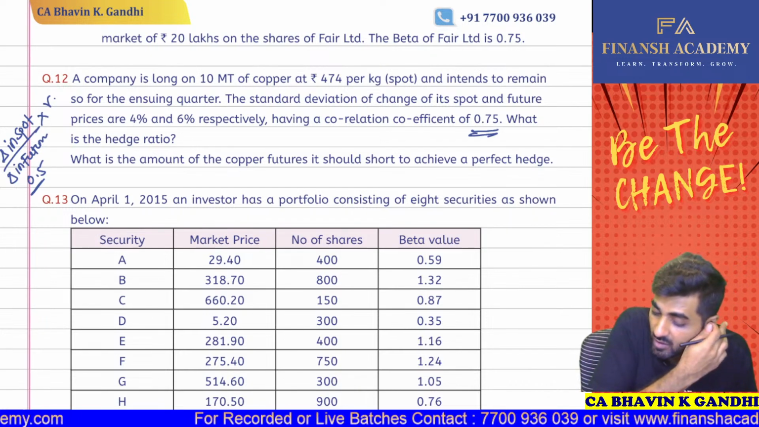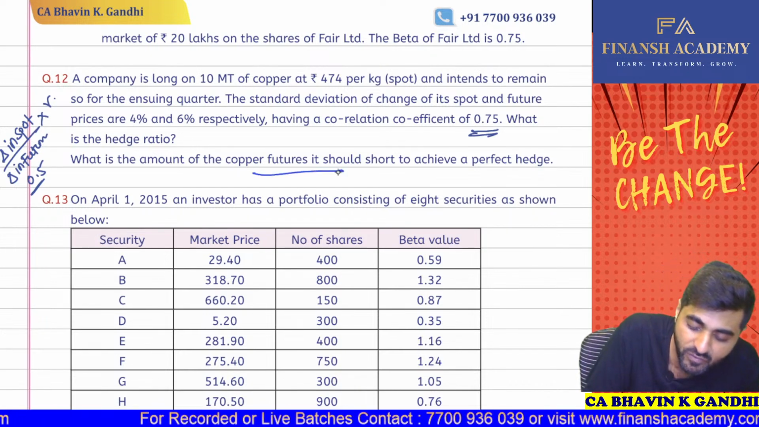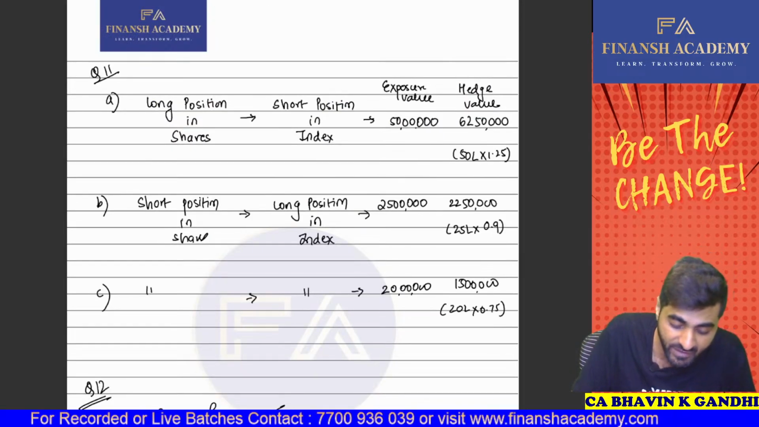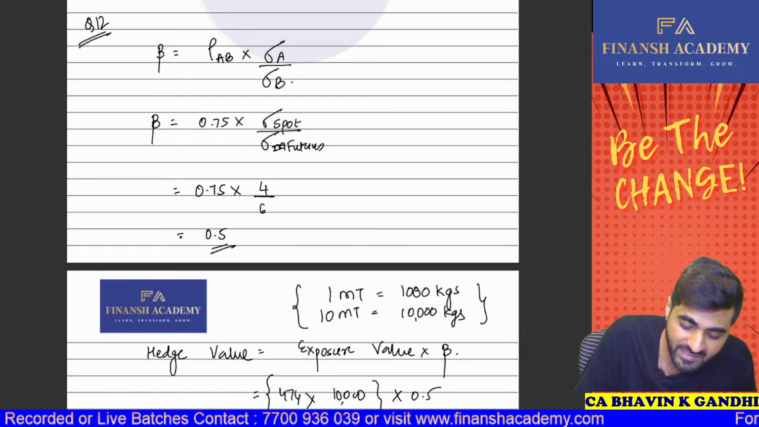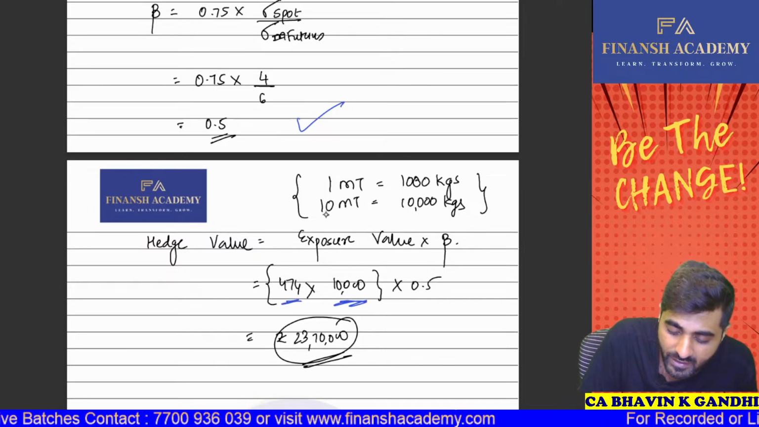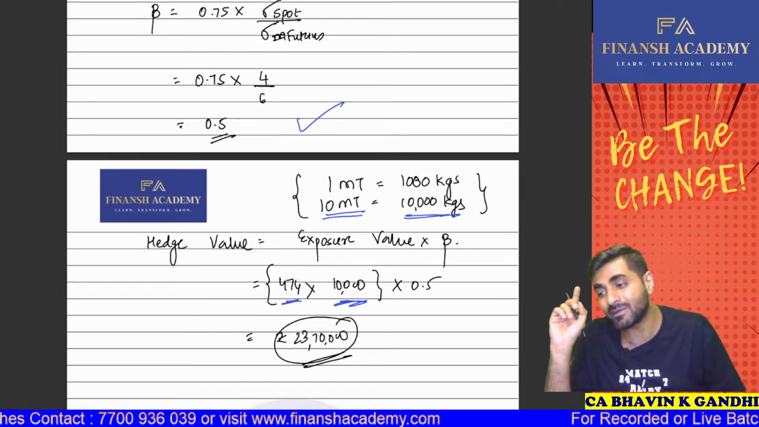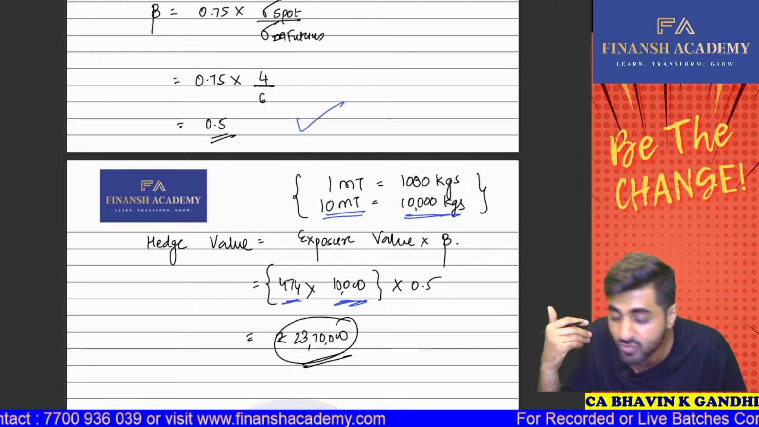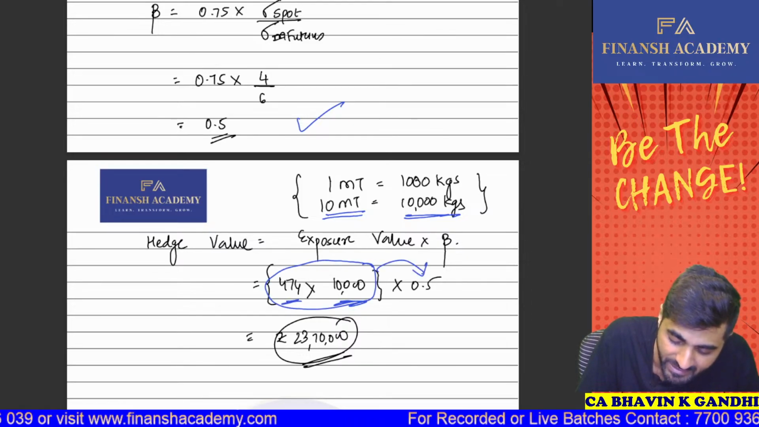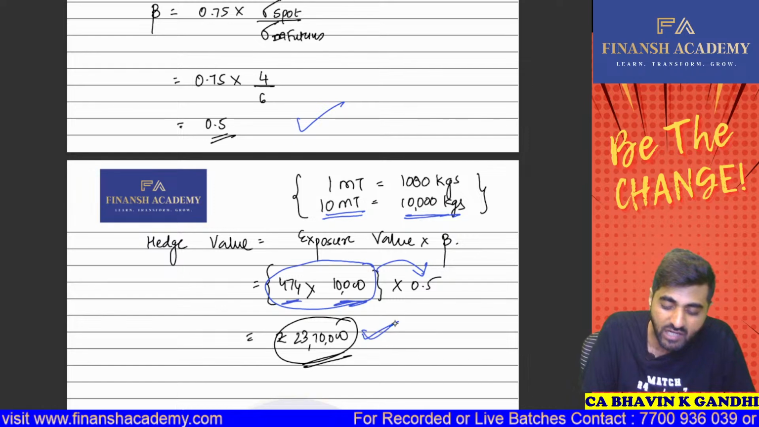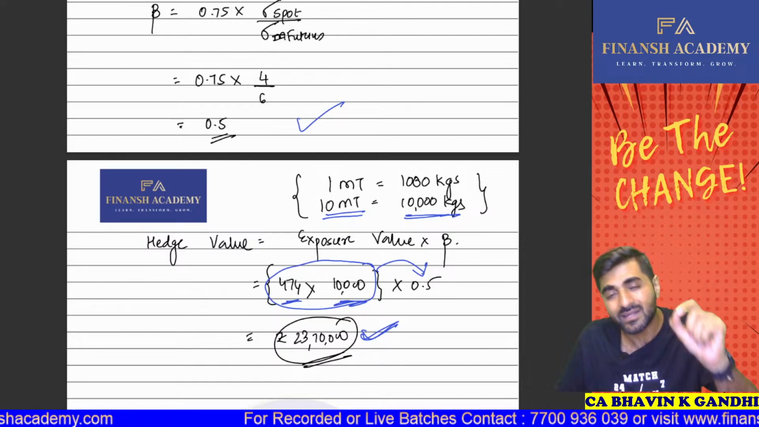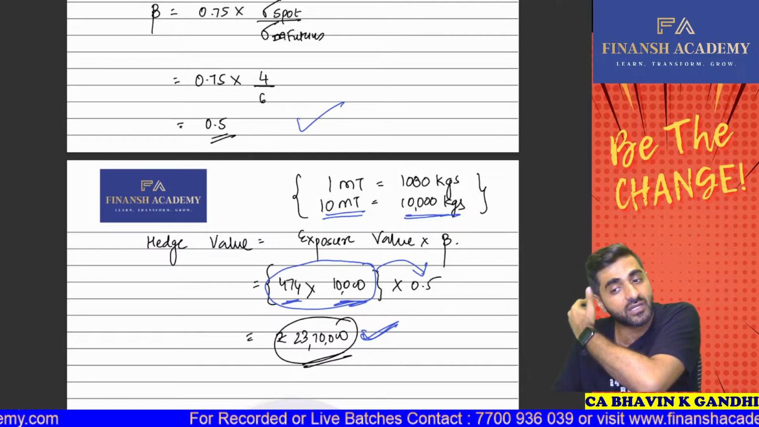What is the amount of copper futures which we need to sell? For that, my dear students, first we need our exposure value, which I need to multiply by beta, 0.5. We have the exposure value of 474 into 10,000. 10 metric tons is 10,000 kgs, since 1 metric ton is 1,000 kgs. So this will give me my hedge value. The total value of the contracts which I need to sell in the futures is 23,70,000. That is the amount which we need to sell.